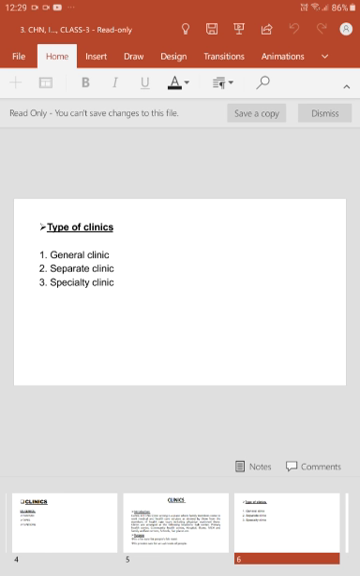General means all types of people can come for getting care in the general clinics. Separate means, for example, a pregnant lady can go for getting the care, then after the delivery, the postnatal people can also come. Then under-5 babies can also come for visiting the separate clinic. Only that separate section will be there for those things.